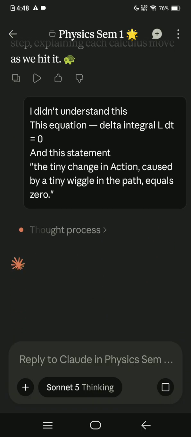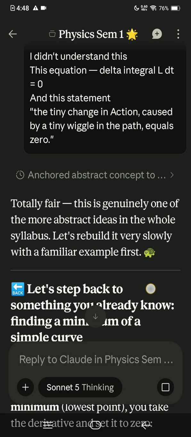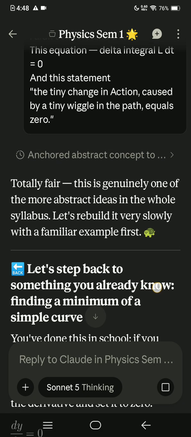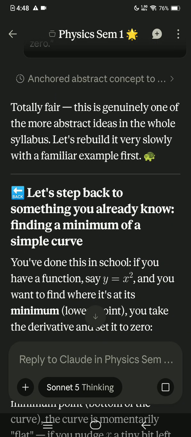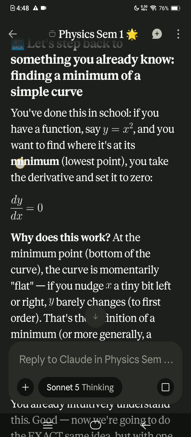I think it is taking a lot of time. Totally fair. This is generally one of the most abstract ideas in the whole syllabus. Let's rebuild it slowly with a familiar example first. Let's step back to something you already know, finding the minimum of a simple curve. You have done this in school.